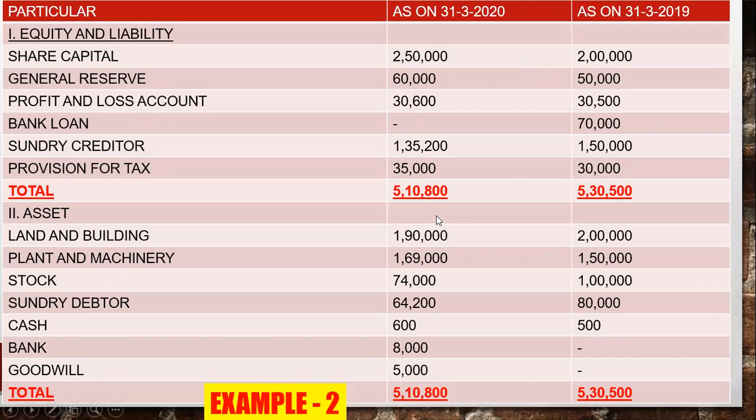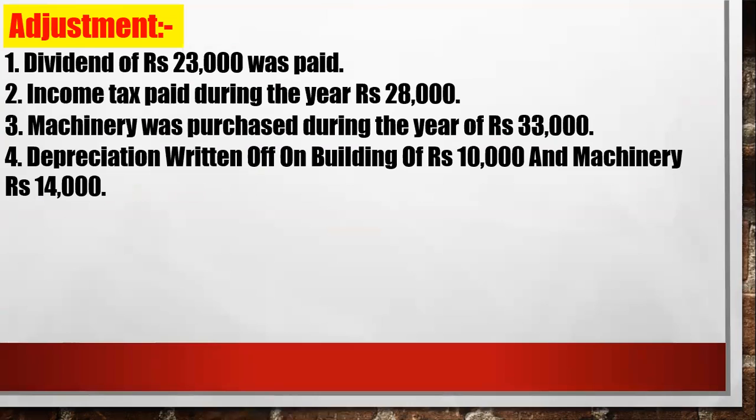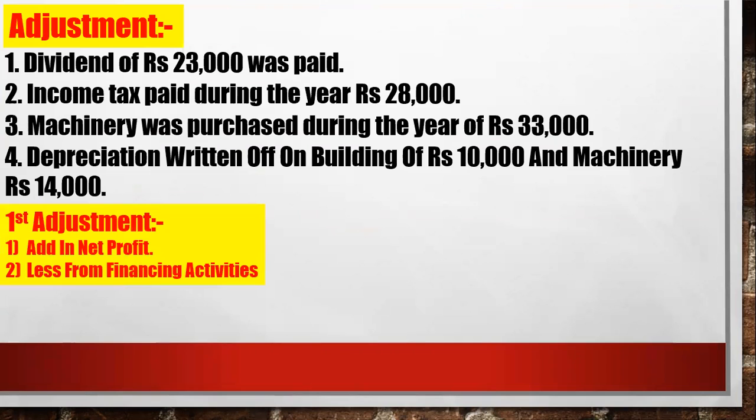This was the sum we have to solve over here. We'll discuss it first. So this was the adjustment. First is dividend of rupees 23,000 was paid. So you have to give the two effect of this. So what will be the two effect? Less from adding net profit and less from financing activities. So this was the first: add in net profit and less from financing activity.